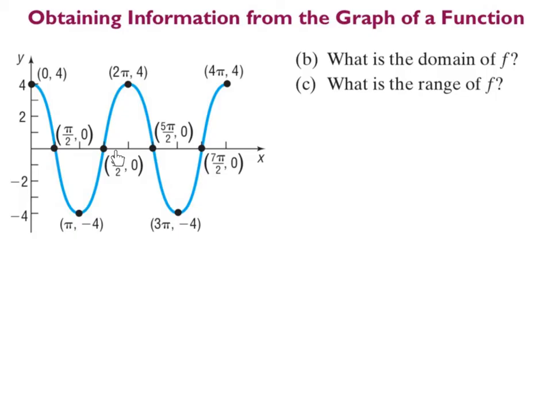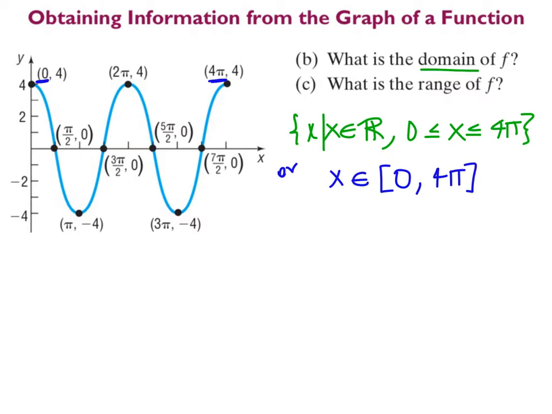On my domain, which is my x-axis here, I have these points, and I have to take the graph at face value. I can't be like, well, maybe it goes on, or maybe it doesn't. I don't know. You got to take the graph for what you have, which tells me there aren't any arrows coming off of this point or that point, so it goes from x equals 0 to x equals 4 pi.